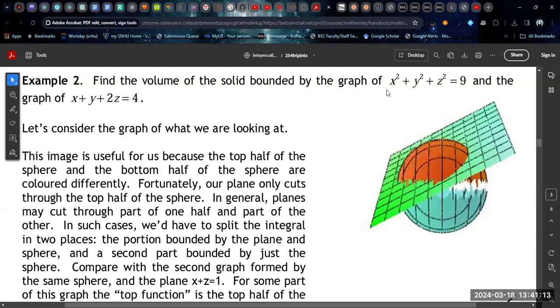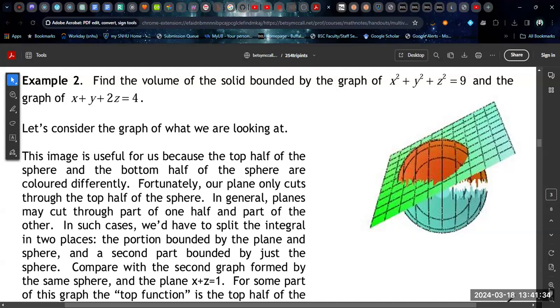In this example, we're taking a sphere of radius 3 and we're trying to intersect it with a plane, x plus 2y plus 2z equals 4. You can see from this graph that, fortunately, our plane only intersects with the top half of our sphere. That'll make things a little bit easier.